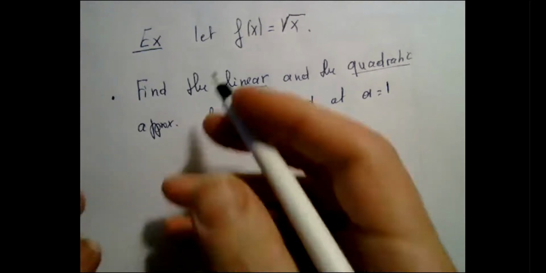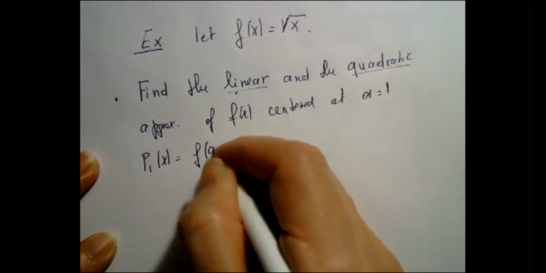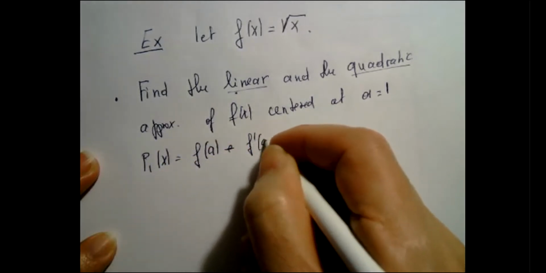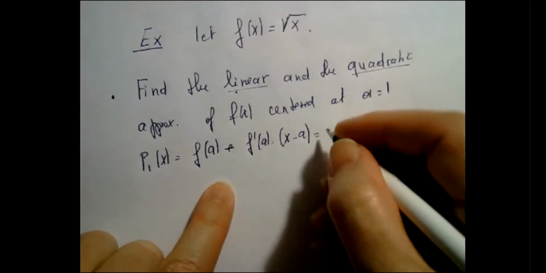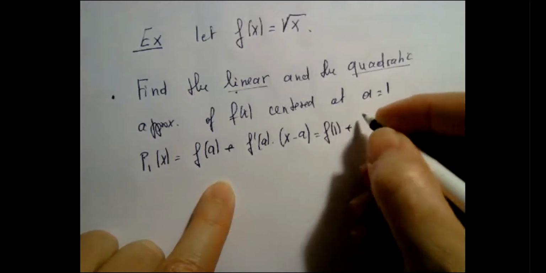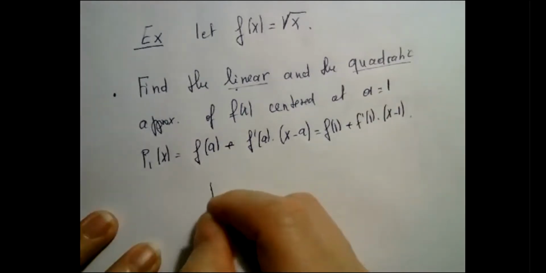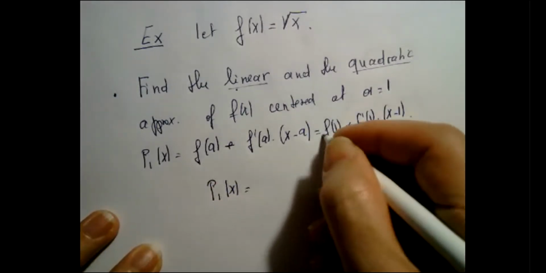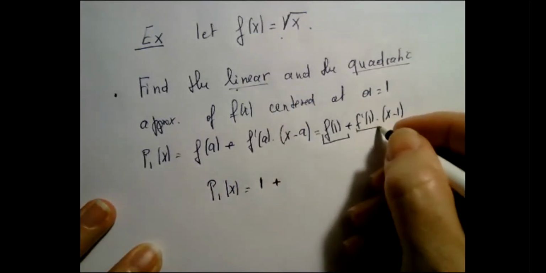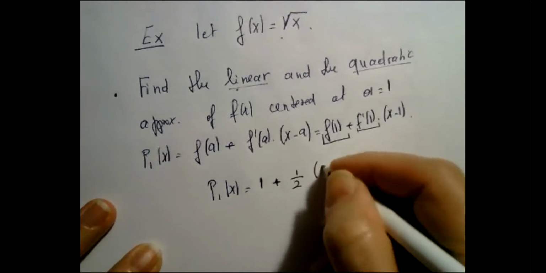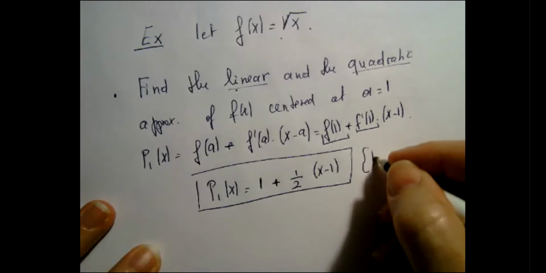Okay. So what's the linear? Linear means the first degree Taylor polynomial, that was f of a plus f prime of a times x minus a. That's the formula. It means f of 1, the value of the function at 1, plus f prime of 1 times x minus 1. So last time we got the following. I will not repeat it because it's easy. f of 1, the value of the function at 1, is 1, plus f prime of 1 is a half, times x minus 1. So that's the linear approximation. That's basically the tangent line.